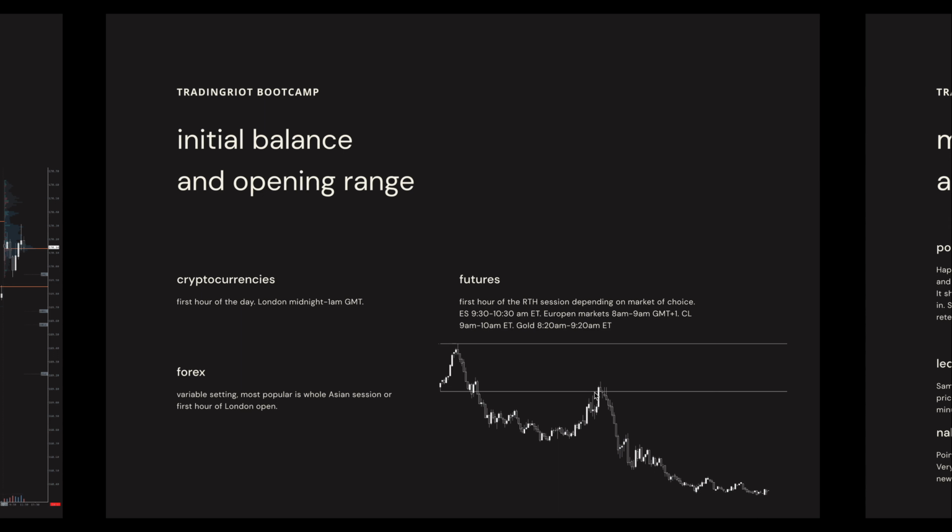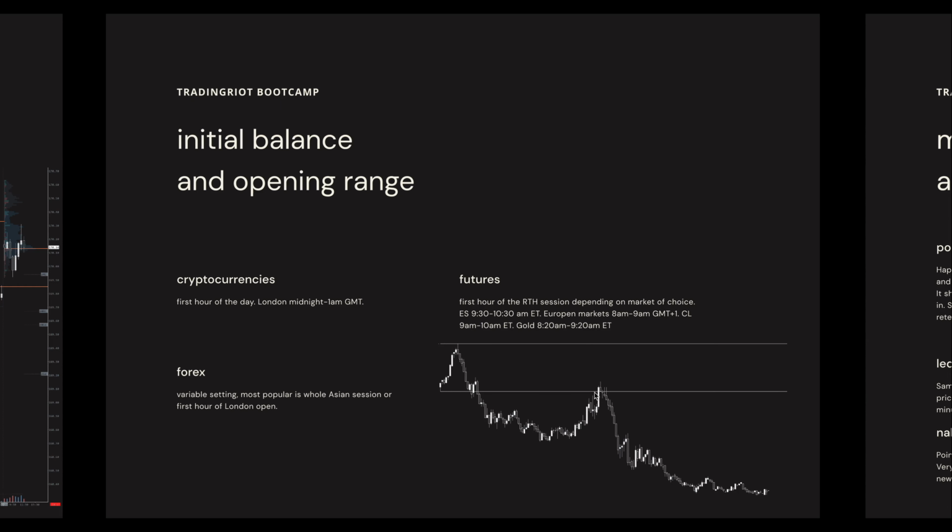When it comes to crypto, the initial balance is marked as the first hour after a new daily candle opens. So this is London midnight time. In Forex, there are more options to this, and if you are day trading Forex, you should test this by yourself, because I never honestly tested it.